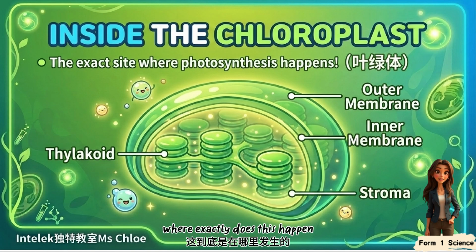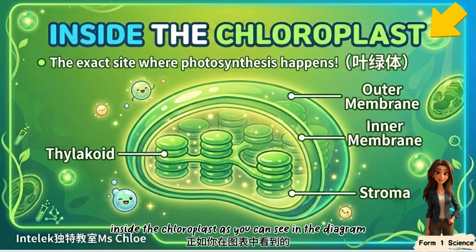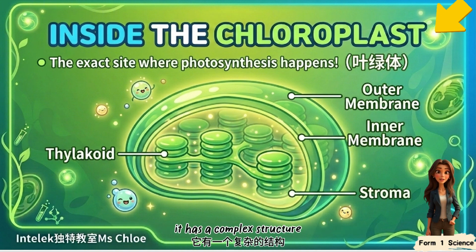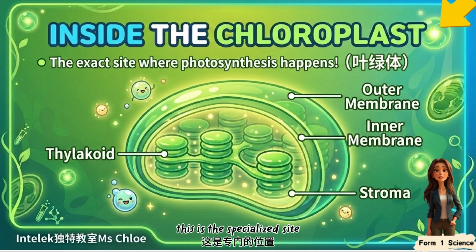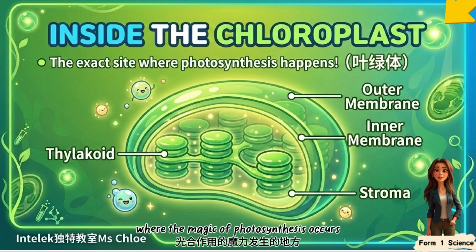Where exactly does this happen? Inside the chloroplast. As you can see in the diagram, it has a complex structure with an outer and inner membrane, containing thylakoids and a fluid called stroma. This is the specialized site where the magic of photosynthesis occurs.